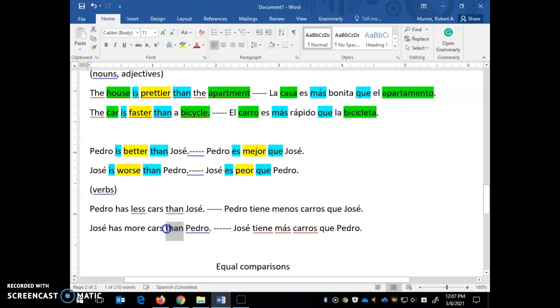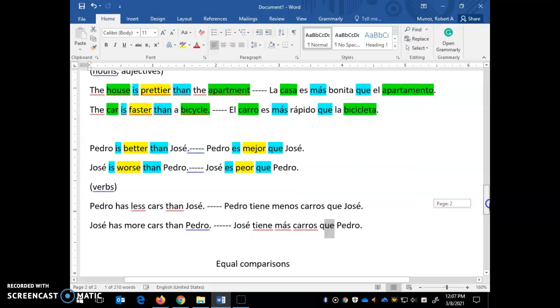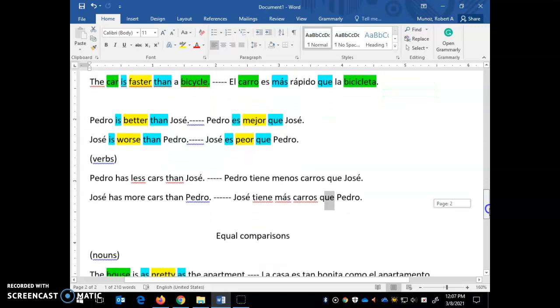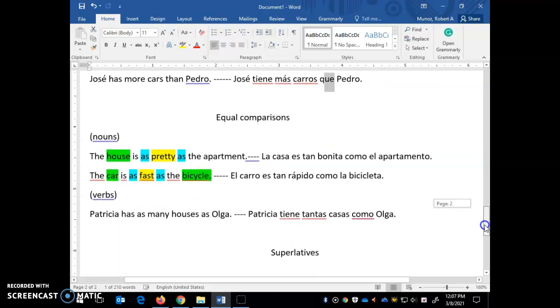Than and que. This is a formula. You need to have all the ingredients in the right place, aligned in the way it's supposed to be to produce meaning. When we compare two things that are equal, we call them equal comparisons. In English, we have, for example, with nouns, the house is as pretty as the apartment. The car is as fast as the bicycle.